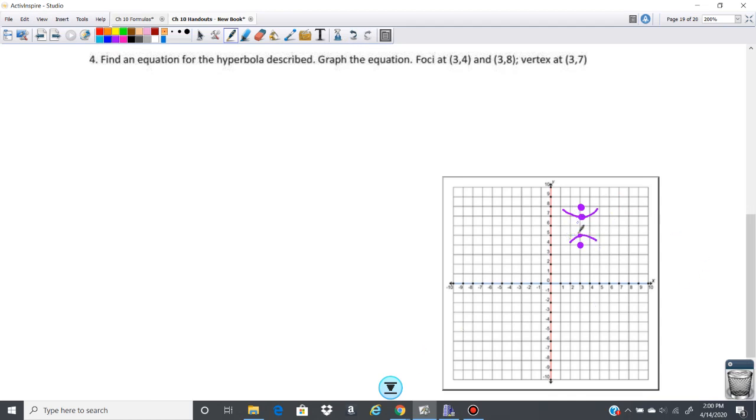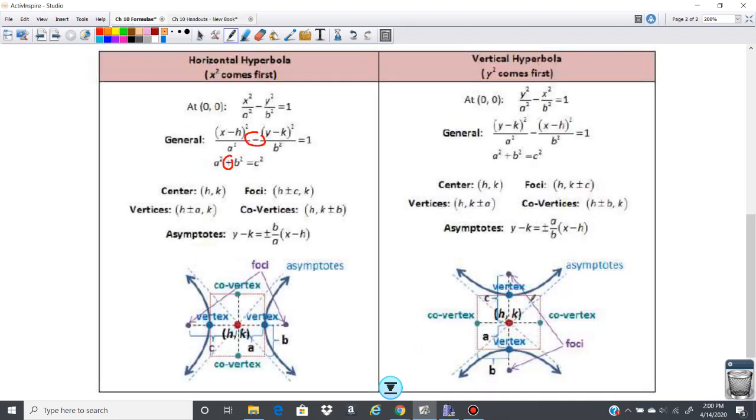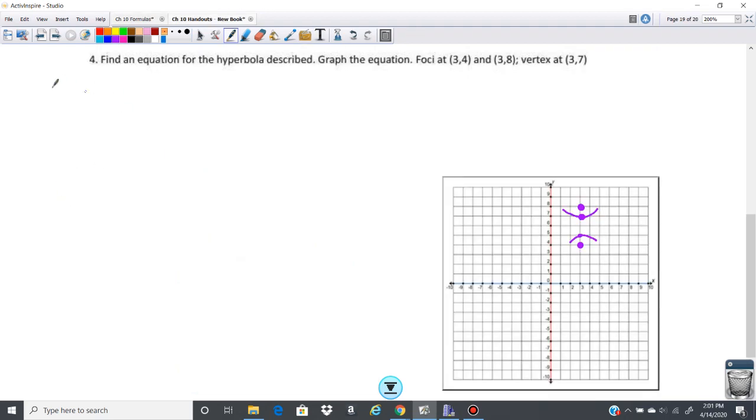Now, because this is going up and down like that, if I take a look at my formulas over here, up and down, we're going to be following this formula here. It looks like this. So y squared is going to come first. So here you have y minus k over a, x minus h over b. So we're going to be following the formula (y minus k) squared over a squared minus (x minus h) squared over b squared equals 1.